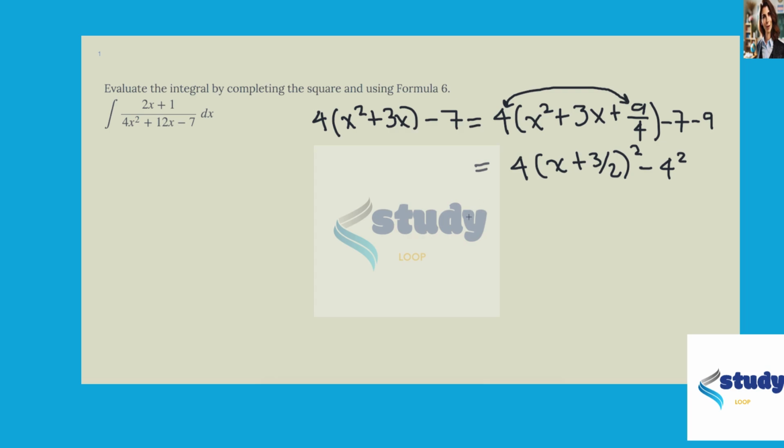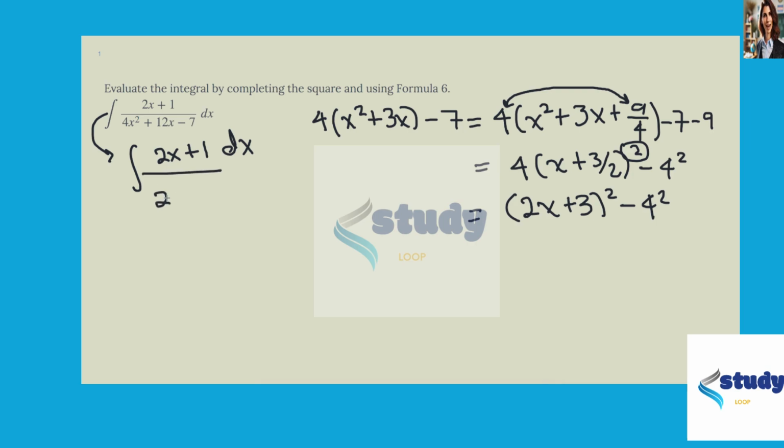So we've completed the square, and let's go ahead and simplify this further. Let me go ahead and put the 4 inside parentheses, and when we do that, because of the square, it becomes a 2. So we can do that. And then now we can rewrite this given problem. 2x plus 1 up top, dx. And then (2x plus 3) squared minus 4 squared.